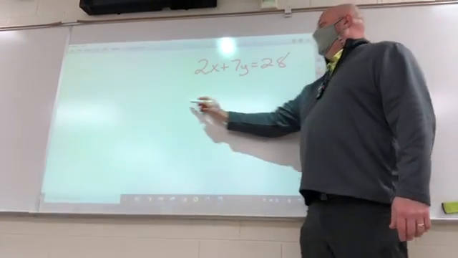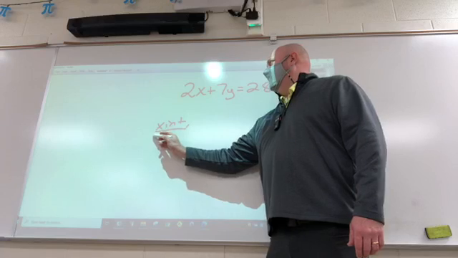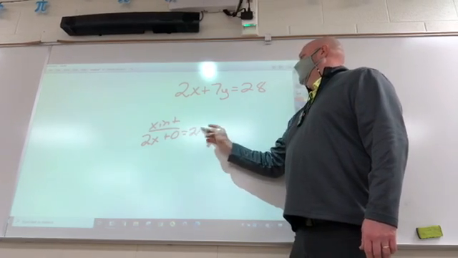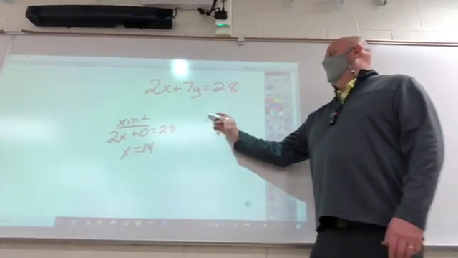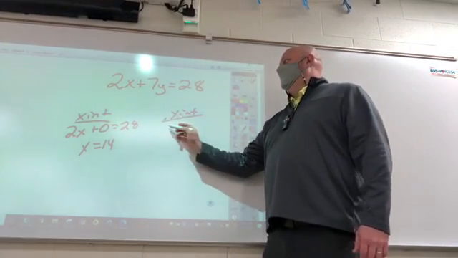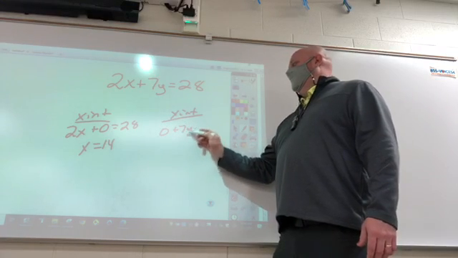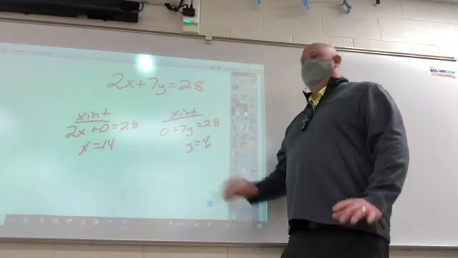How do you find the x-intercept? You make the y 0. So 2x basically plus 0 equals 28. So x is going to be 14. How do you find the y-intercept? You make the x 0. So 7y equals 28. So y equals 4.